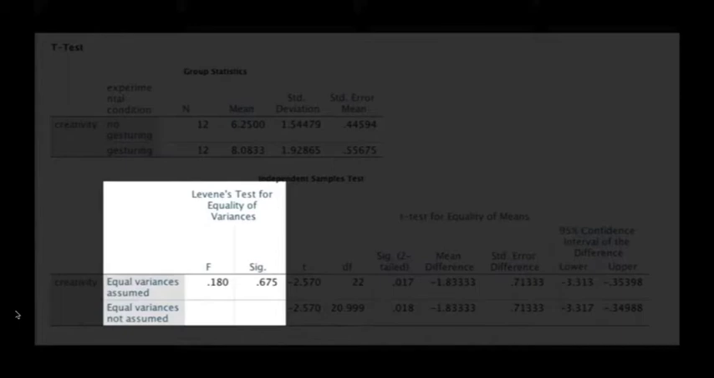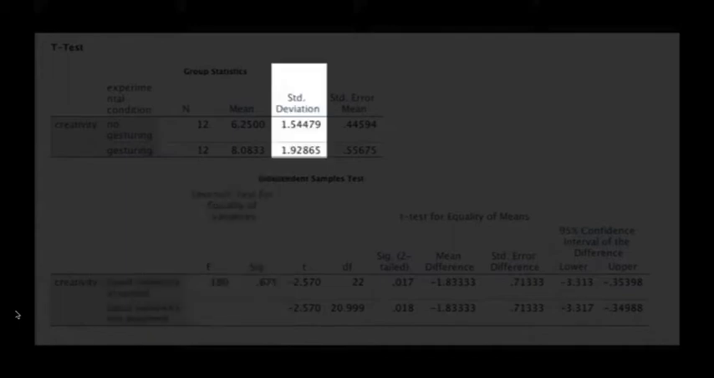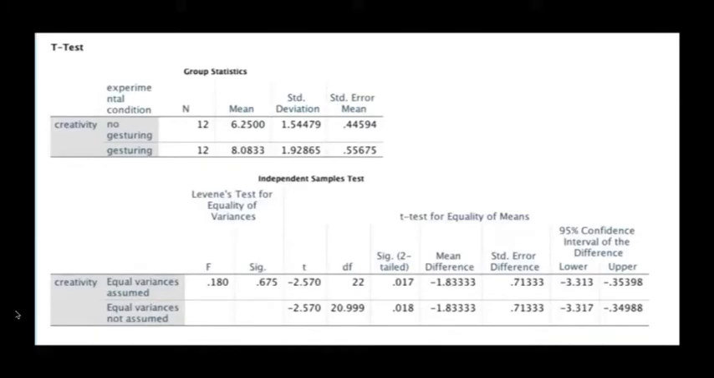We're actually looking for a p greater than 0.05 because that would tell us that our variances are about the same, or that we can assume equal variances. In other words, that our standard deviations for each of our groups are about equal.